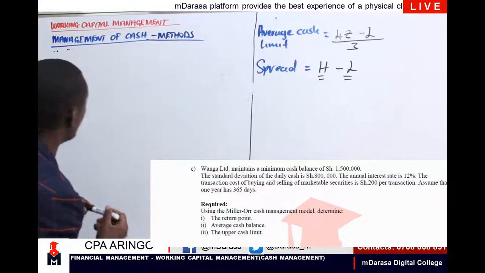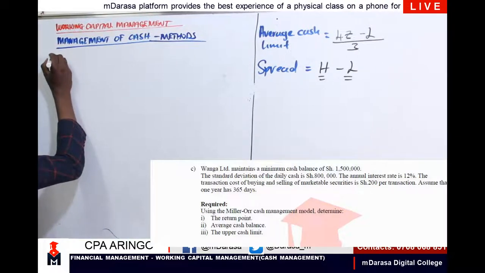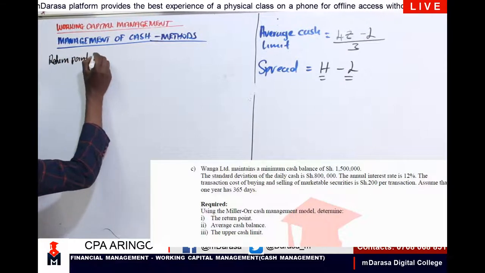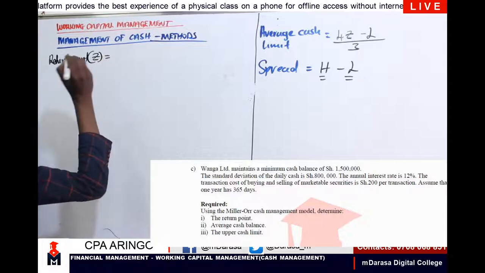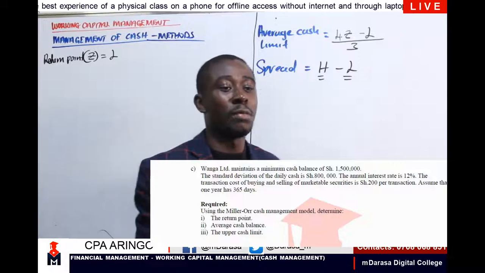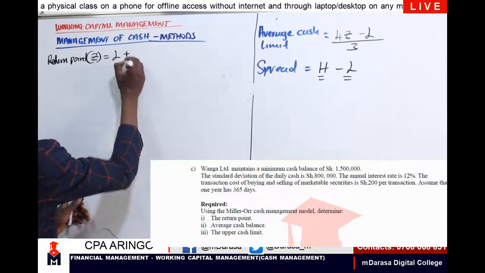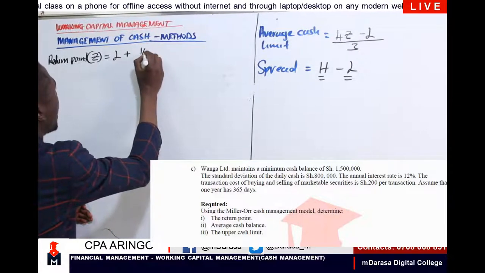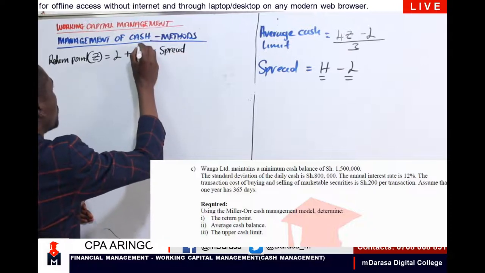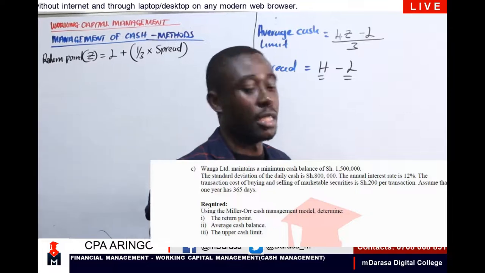So here, the examiner wants us to determine our return point, which you refer to as Z. So my return point Z: number one, I should have the lower cash limit, which many a time will always be given. I'm going to add a third times my spread. This is what will give us the return point.